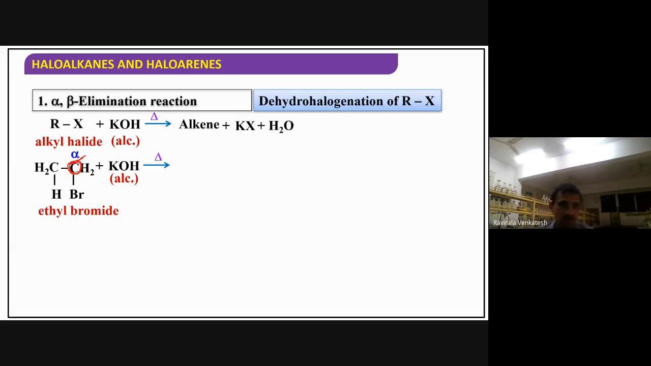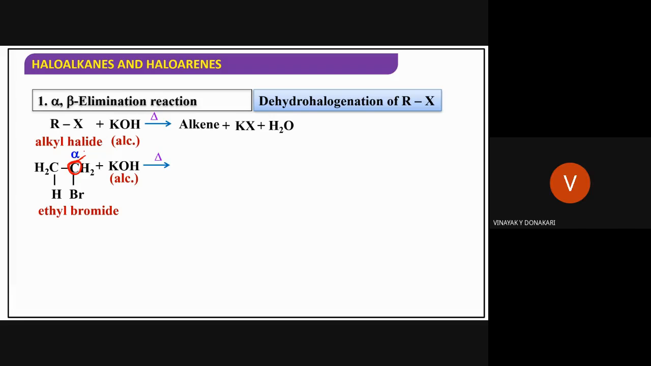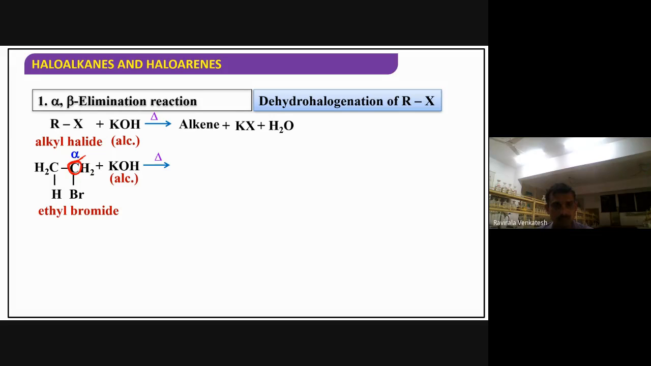Now, which carbon, alpha carbon or not? Tell me first of all. Is this carbon alpha or beta carbon? Alpha. Yes, alpha carbon. See this halogen, this is the halogen.